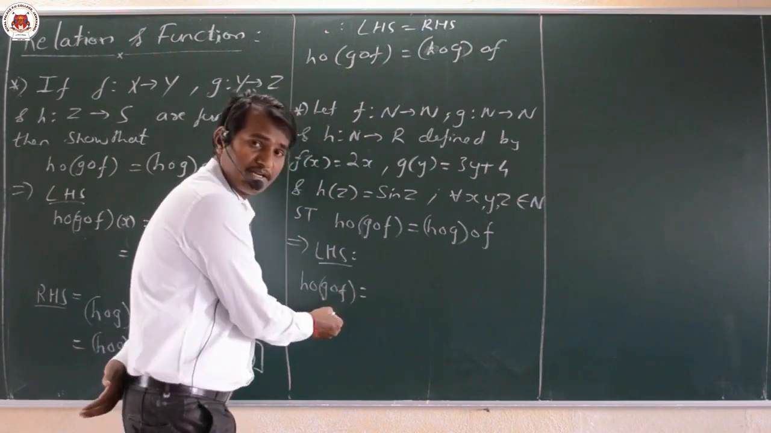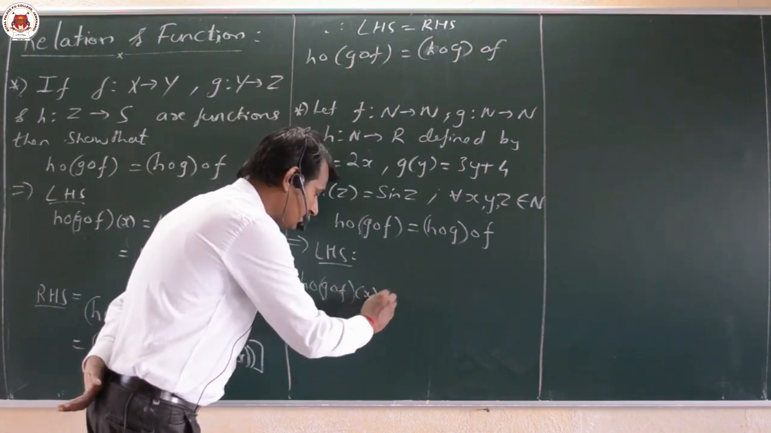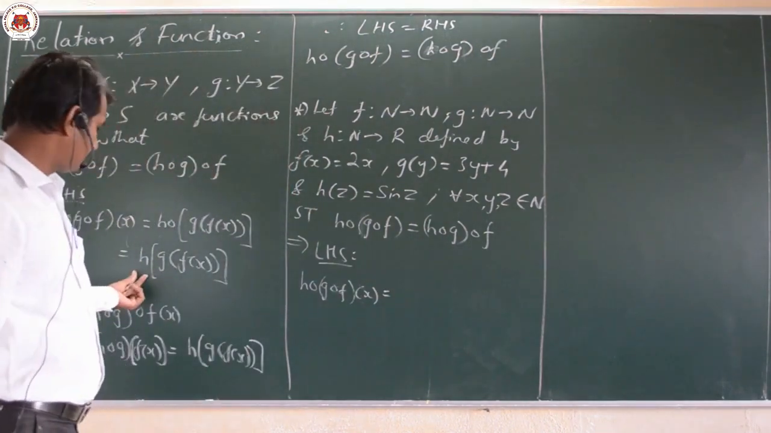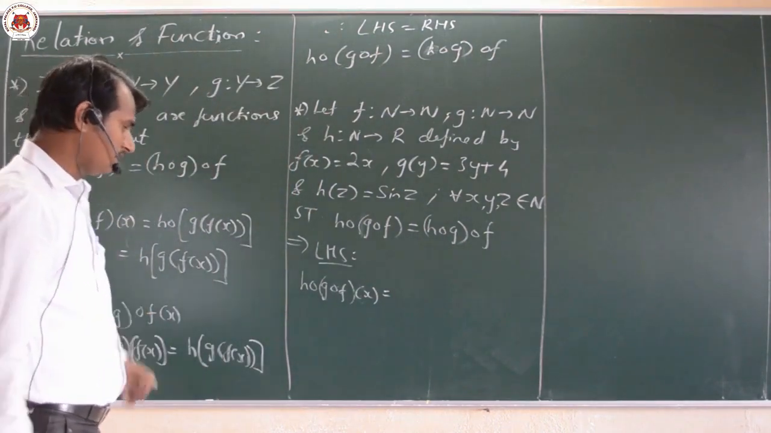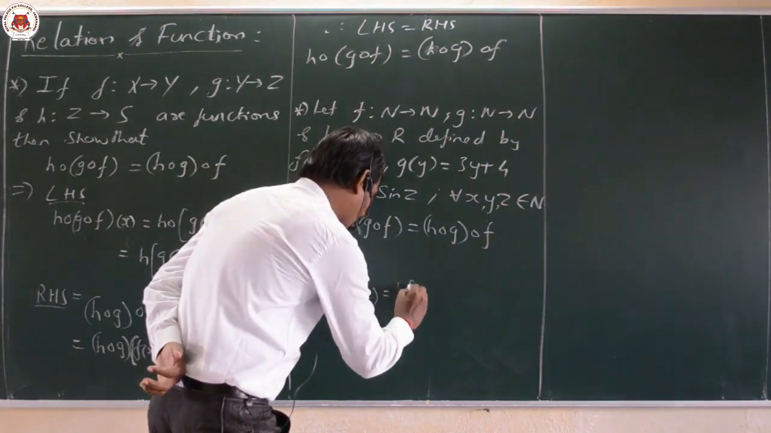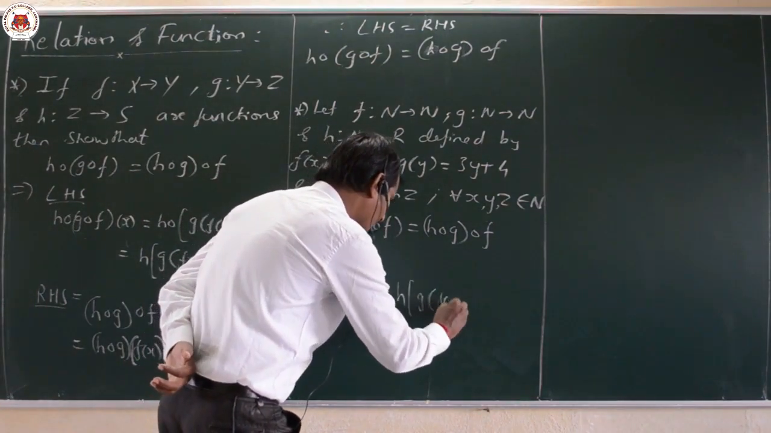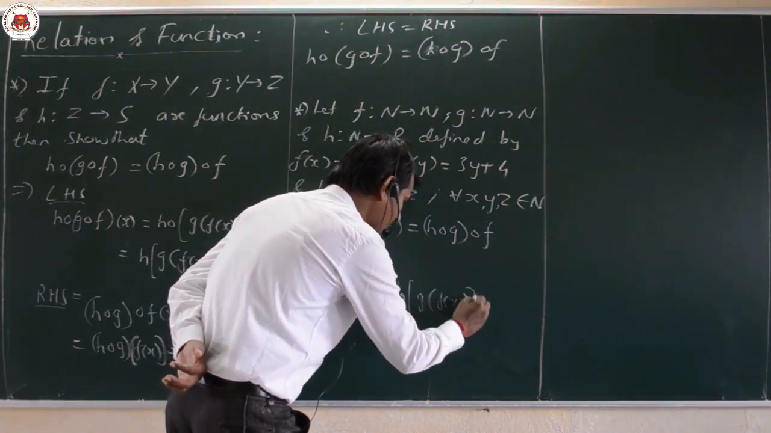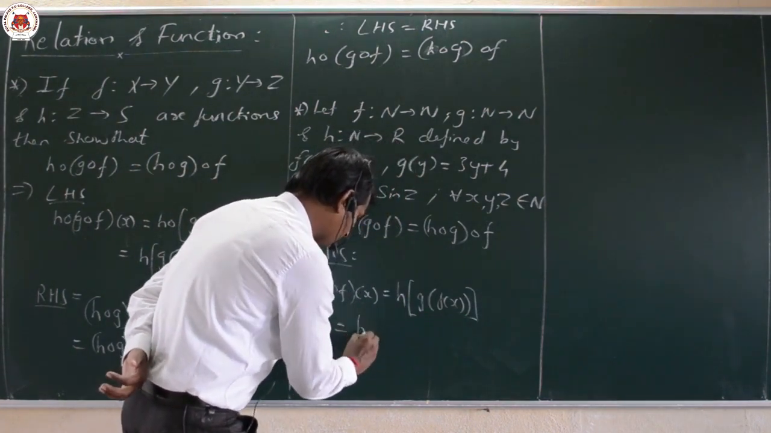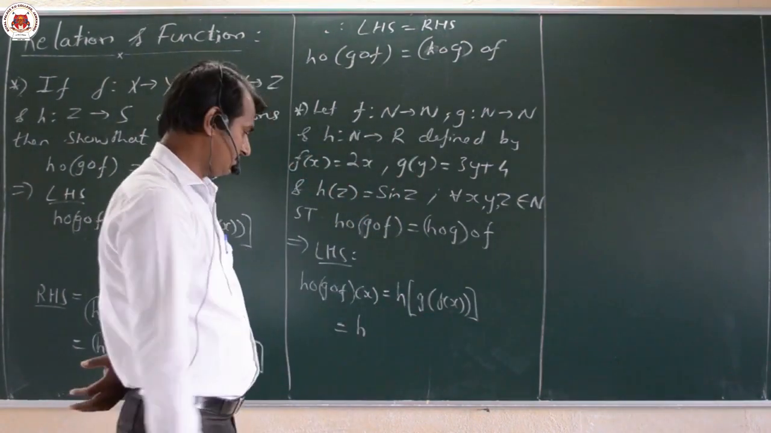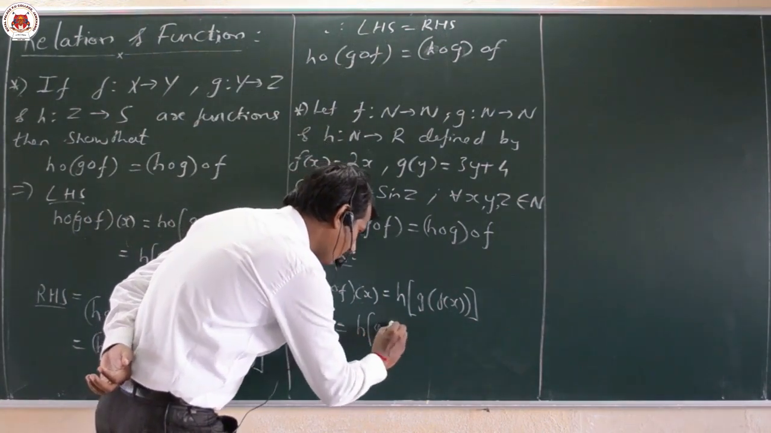What do we mean by this particular value? We already saw this. That means directly I will write down the value, which is nothing but h of g of f of x. Now I will substitute all the values. So h as it is, then g of f of x.